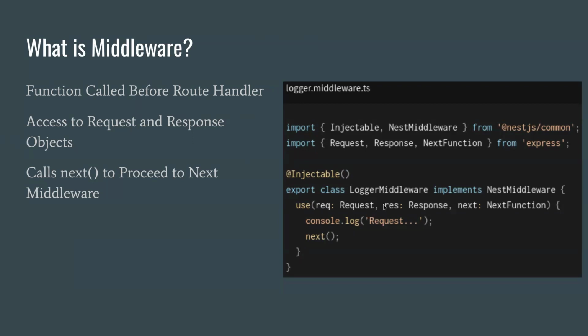So we're looking at middleware here, which implements NestMiddleware from @nestjs/common. And middleware can import the Request, Response, and NextFunction from Express. And as you can see, middleware has access to request and response, and can call next.